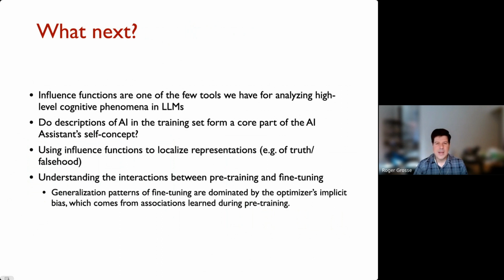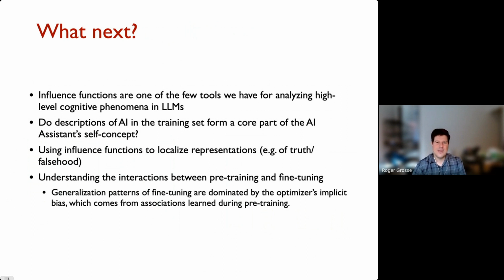And from the perspective of making AI systems safer, we can try to understand what's the effect of things that appear in the training set, right? Do descriptions of AIs form a core part of its self-concept? We should be able to use influence functions to start localizing representations in the network, right?